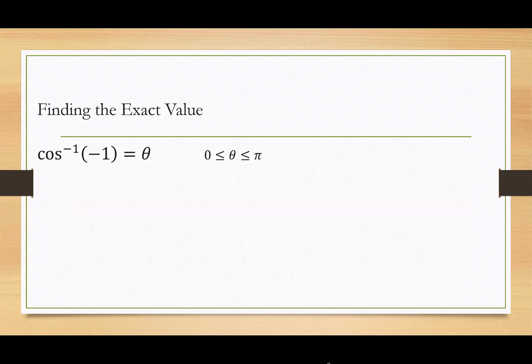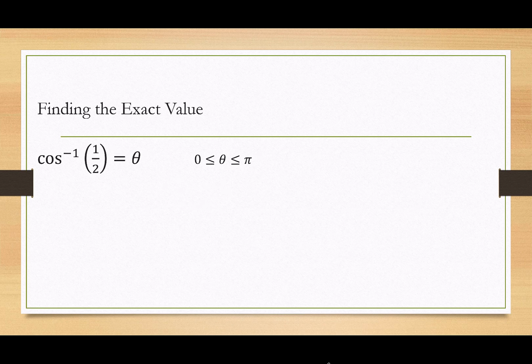Let's try finding the exact value of cosine inverse of -1 equals theta. We can rewrite this as cosine of theta equals -1, which tells us that theta will be pi. Let's find the cosine inverse of 1/2 equals theta. This says cosine theta is equal to 1/2. This tells us that theta is pi over 3.